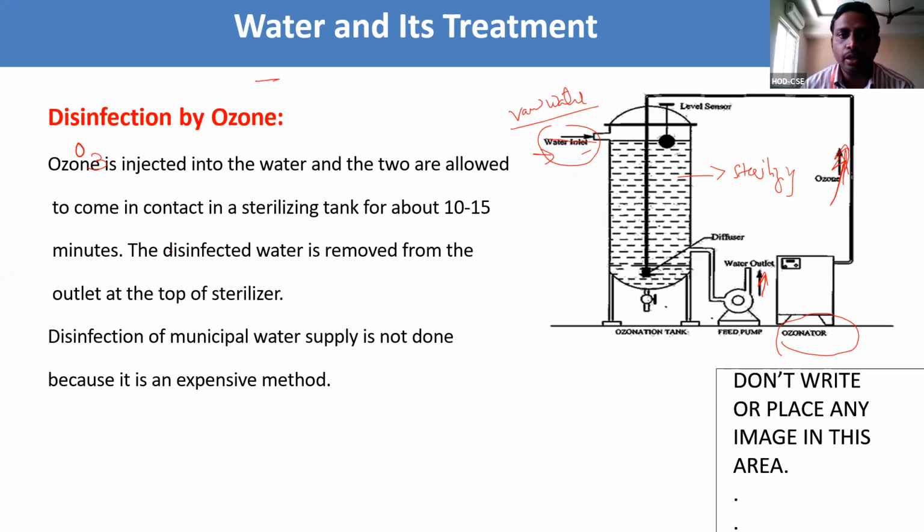Disinfection of municipal water supply is not done with ozone because it is an expensive method. This method cannot be used in municipal water treatment because it is one of the expensive methods.